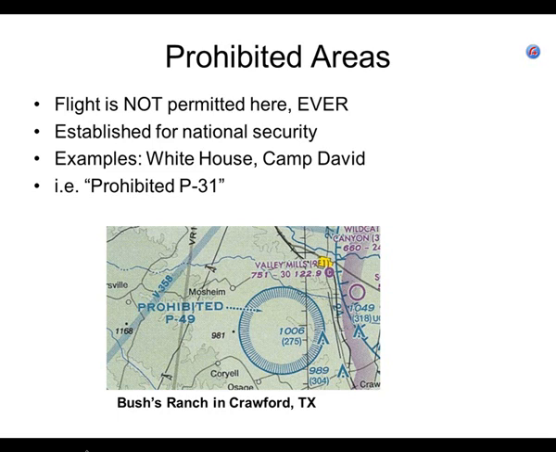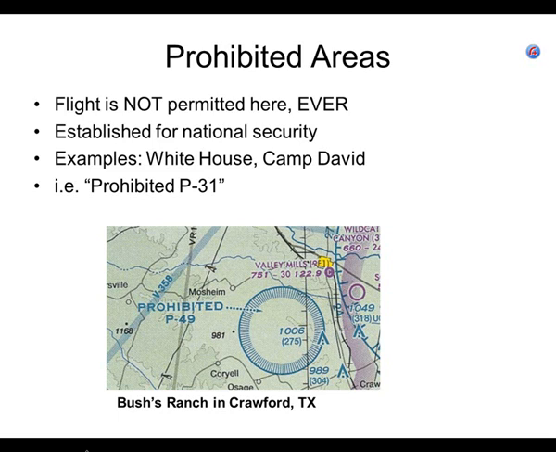Maybe there's no areas on here. There's one in northern Arizona outside of Flagstaff. It's an army armor depot where they keep weapons, like bombs and bullets and stuff like that, and there's a real small prohibited area over it. I'm trying to think where.